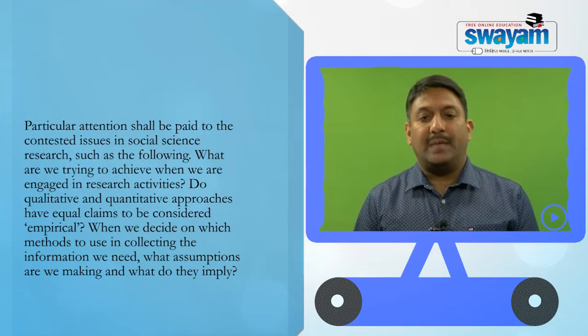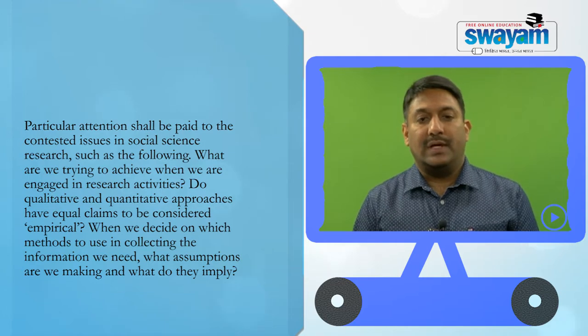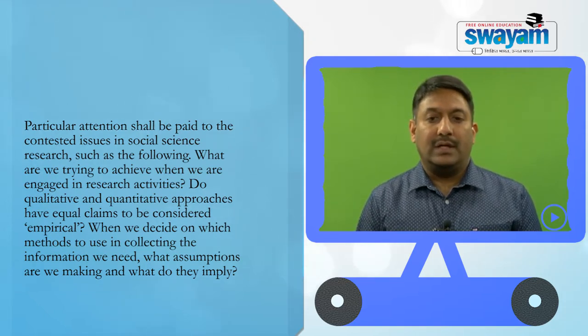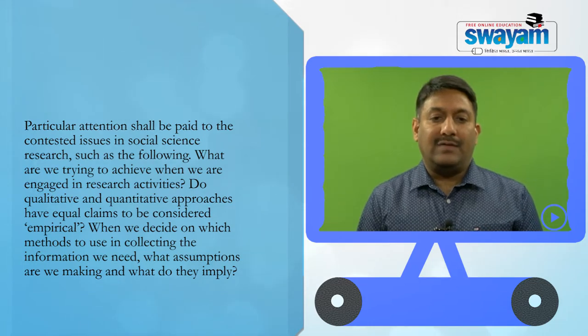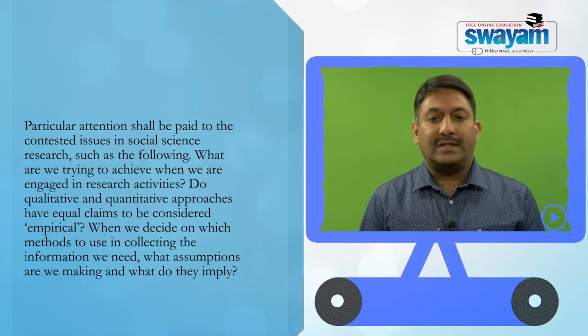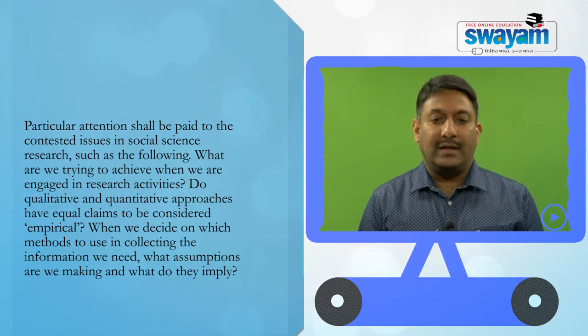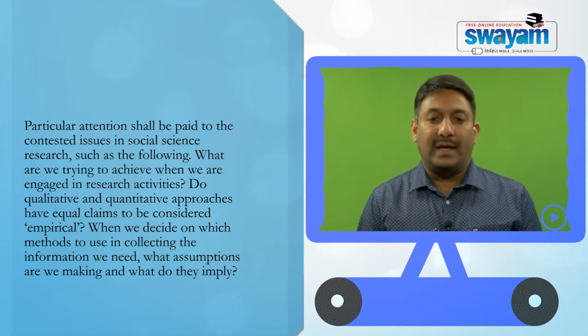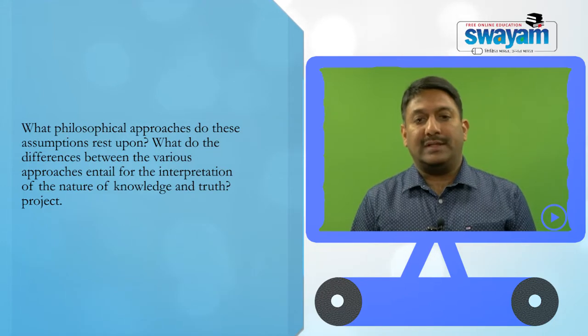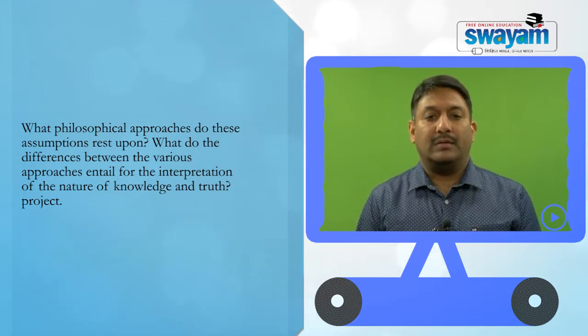Particular attention shall be paid to the contested issues in social science research, such as the following. What are we trying to achieve when we are engaged in research activities? Do qualitative and quantitative approaches have equal claims to be considered empirical? When we decide on which methods to use in collecting the information we need, what assumptions are we making and what do they imply? What philosophical approaches do these assumptions rest upon?